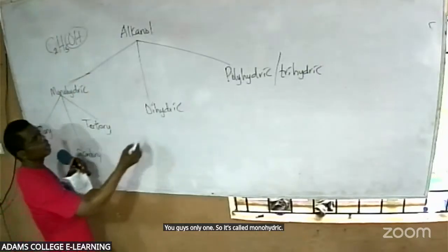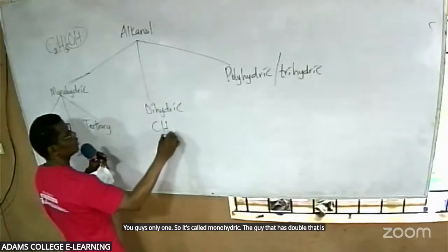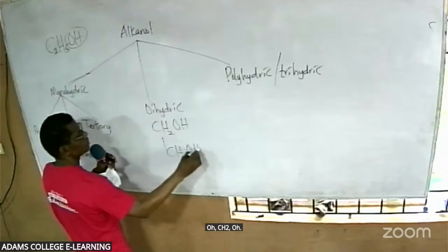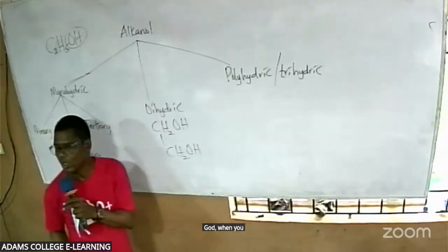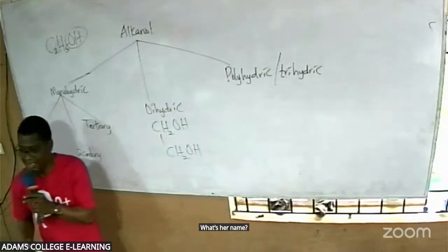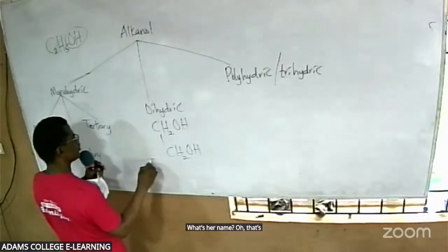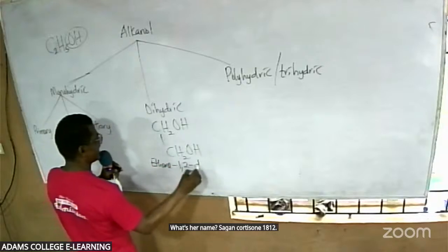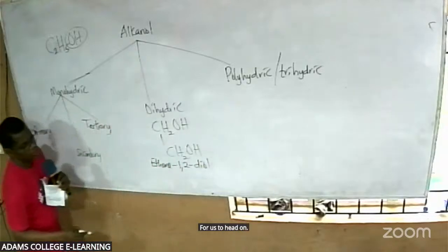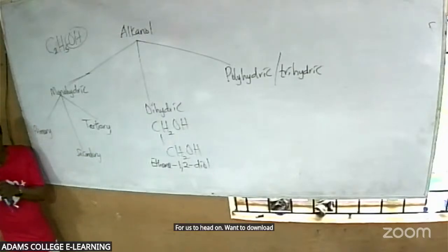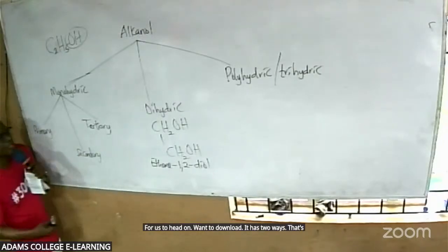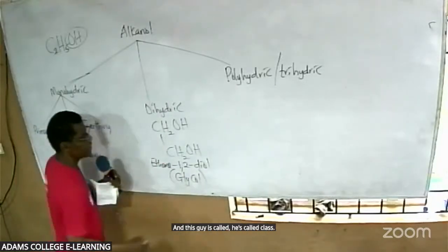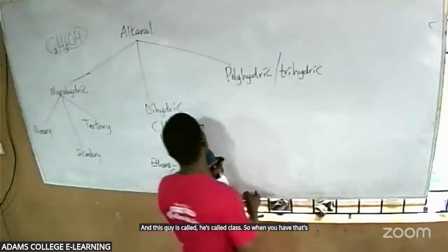There's some that have double, like this one, CH2OH, CH2OH, it has 2. When you have 2 carbon atoms, what's your name? Ethane. So I can call this one ethane-1,2-diol, because it has 2 OH. That's called dihydric. And this is called glycol. That's the general formula for glycol.